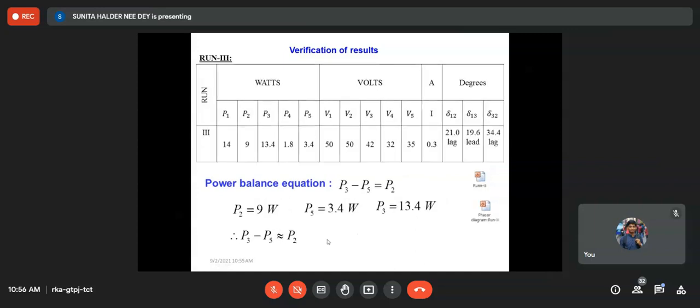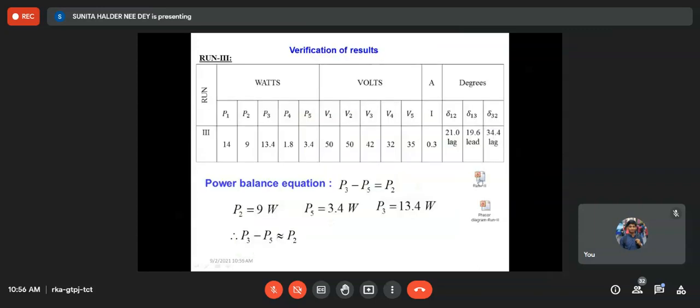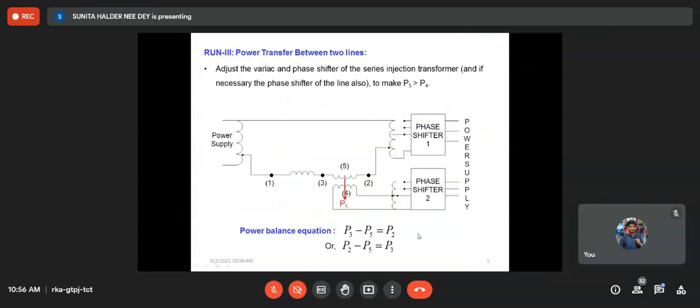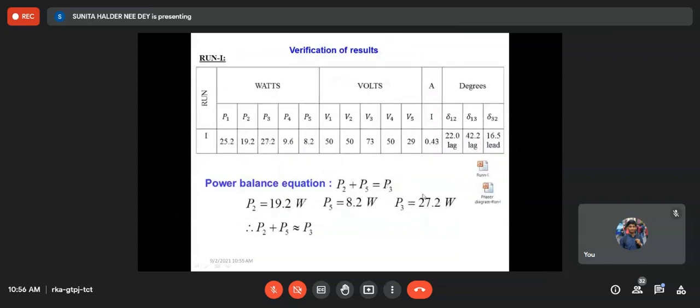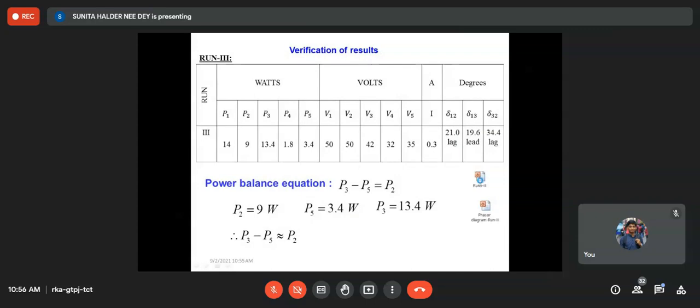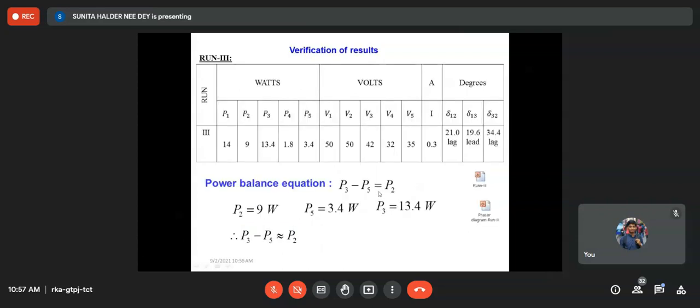Similarly, for run 3, you see what we have got: delta 1 to lag and delta 3 to lag. Delta 1 to lag, delta 3 to lag means, one minute. Delta 1 to lag means power is flowing in this direction, right? And delta 3 to lag, so power will be flowing in this, one minute.